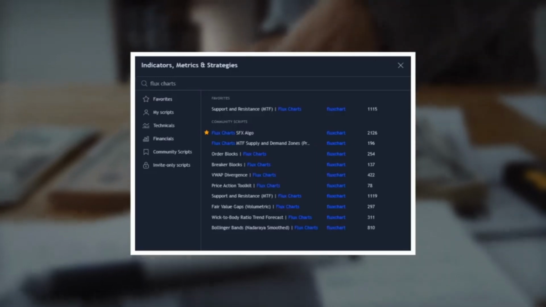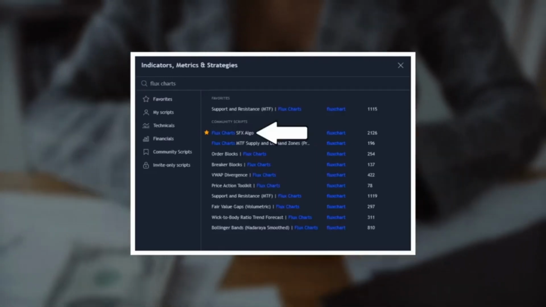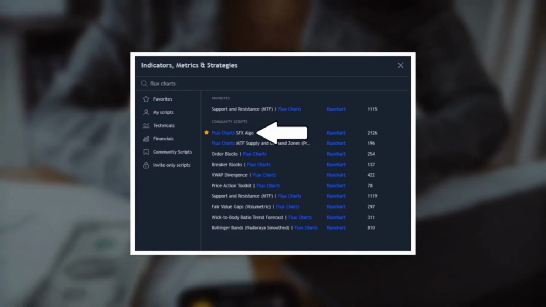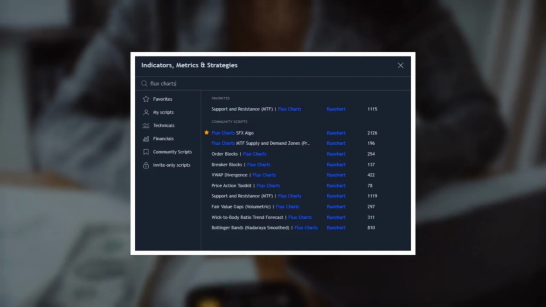Click on indicators again and type in Flux Charts, and we will be adding the Flux Charts SFX Algo by, you guessed it, Flux Charts. Click this once and then we're going to change some of the settings.